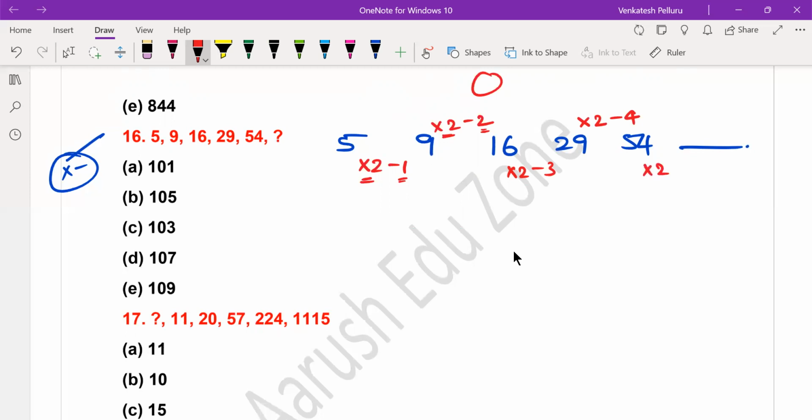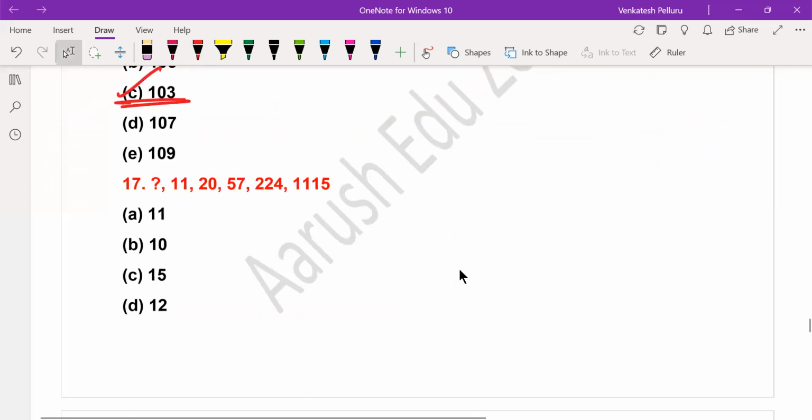So next, what I have to do to get the answer? Into 2, but it should be minus 5. 54 2s are 108. 108 minus 5 is 103. So this is the correct answer, which is option C. Look at question number 17. If you look at question number 17, my first number itself is a question mark.